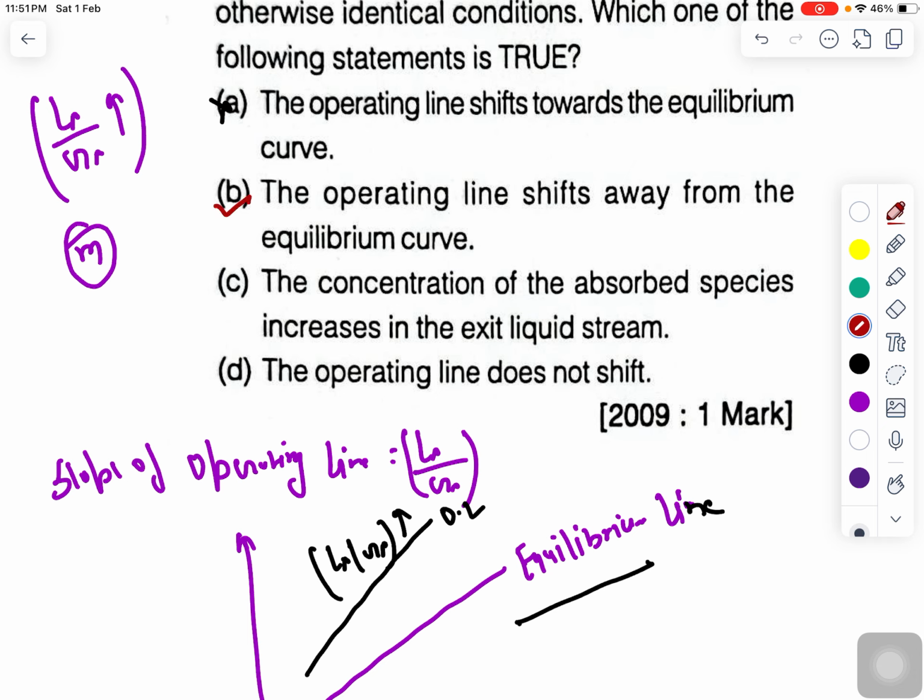This can be correct. The concentration of the absorbed species increases in the exit concentration. The operating line does not shift. So next C and D will be your incorrect, right? So option B is correct.